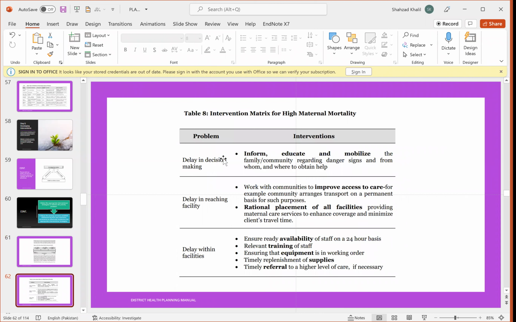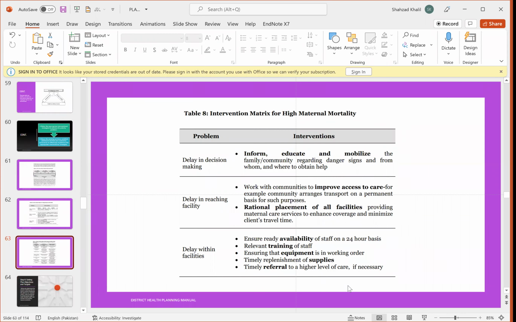The problem is there. For interventions in the delay in decision making, we can inform, educate, and mobilize the family regarding danger signs, and from whom and where to obtain help. In reaching the facilities, we have to improve access to care, with rational placement of all the facilities, and ensure ready availability of staff 24 hours, trained staff, equipment, and supplies, and timely referral if it is required.